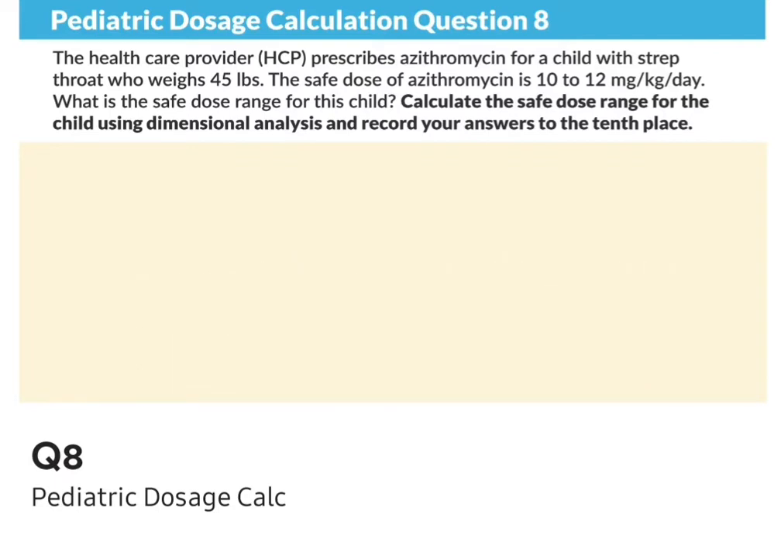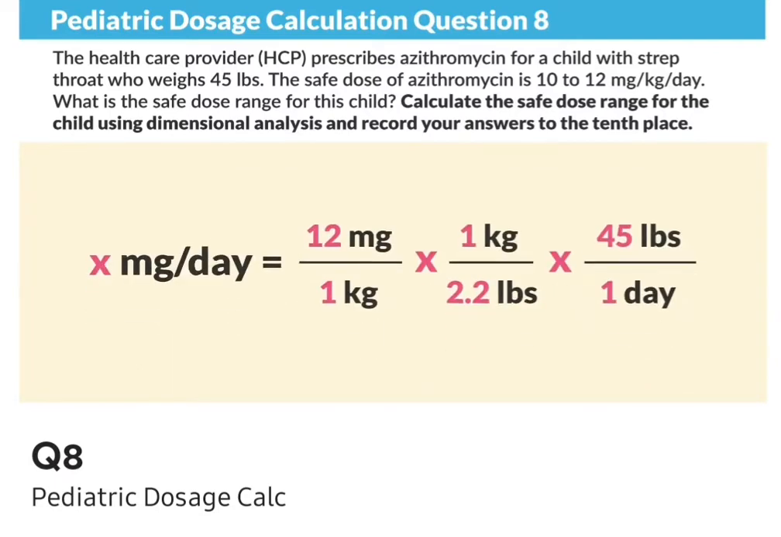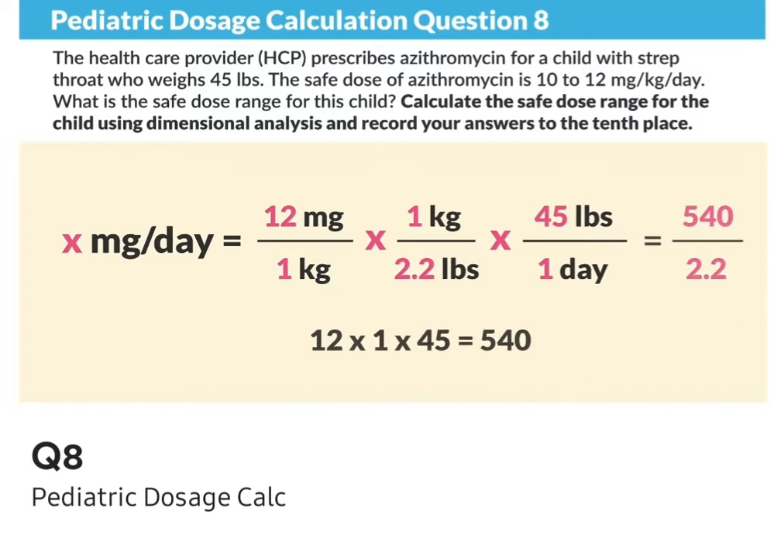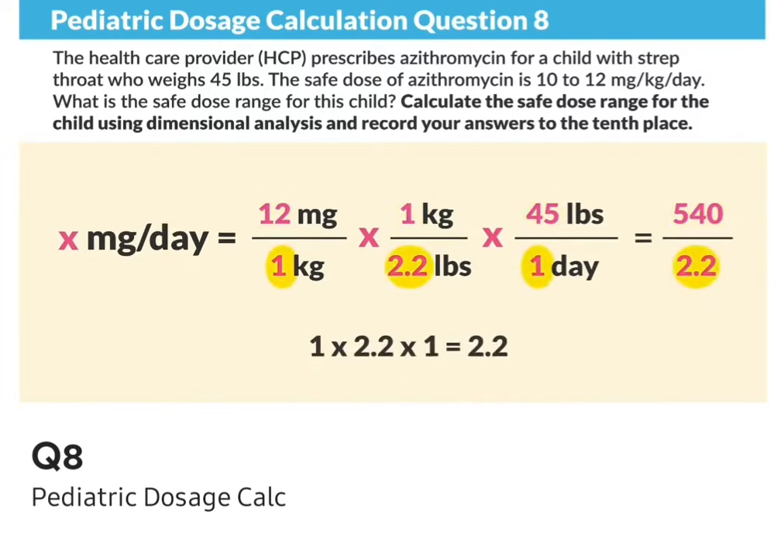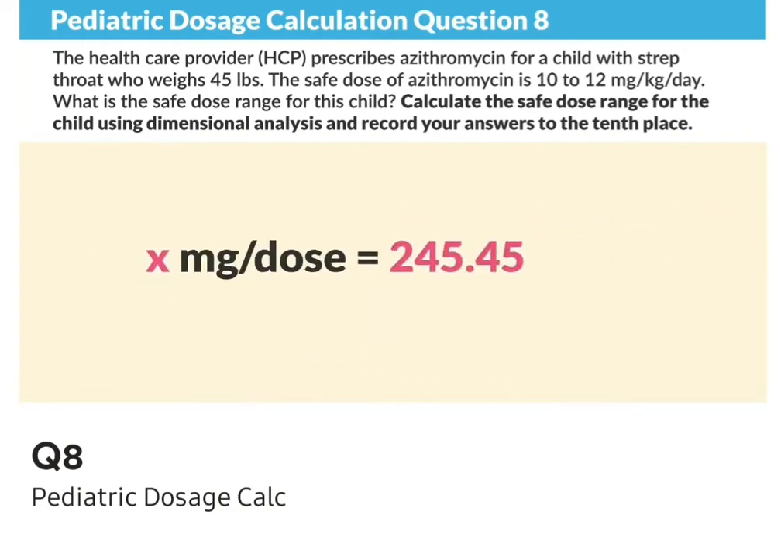So with the question helping us, we are solving for X milligrams per day, and instead of using 10, we're using 12 milligrams because that's the max dose, right? And then everything else is pretty much the same. So 12 milligrams over 1 kilogram times 1 kilogram over 2.2, and then 45 pounds per dose here, right? So multiplying across, we get 540 over 2.2. Now our grand total is 245.45. So we're dropping that last number to get 245.4.